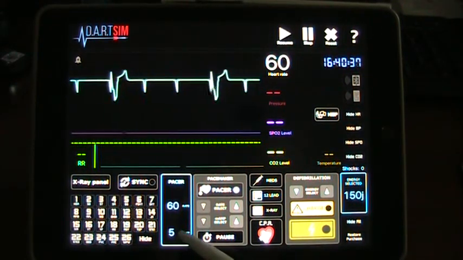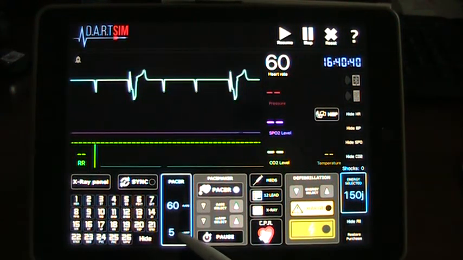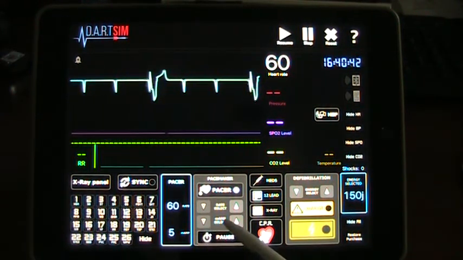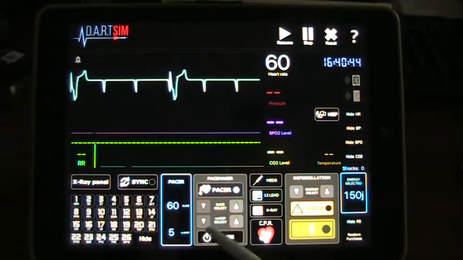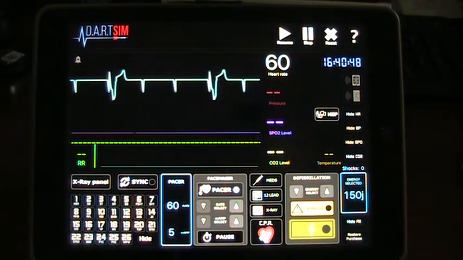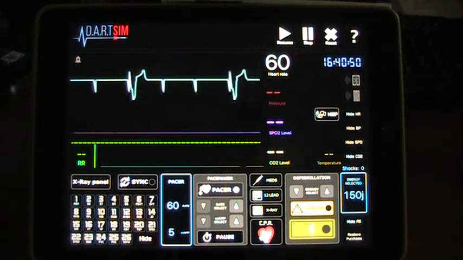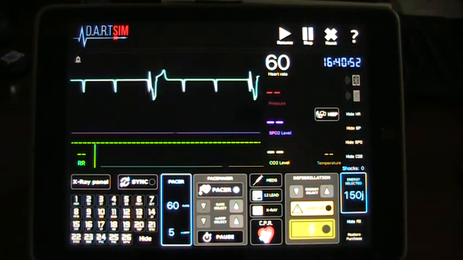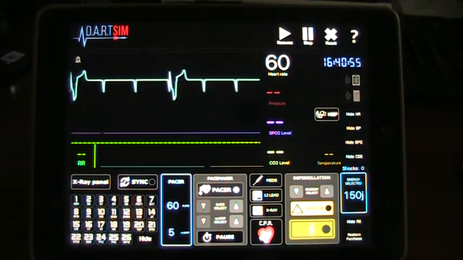Incomplete capture occurs because these machines initially default to a very low energy level, 5 milliamps in this case. It is now my job to raise the energy until I find the lowest energy that provides effective capture after every pacer spike.